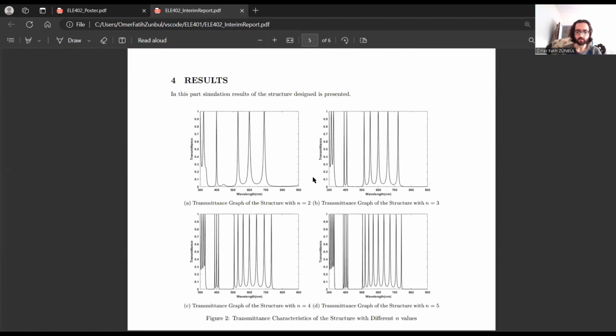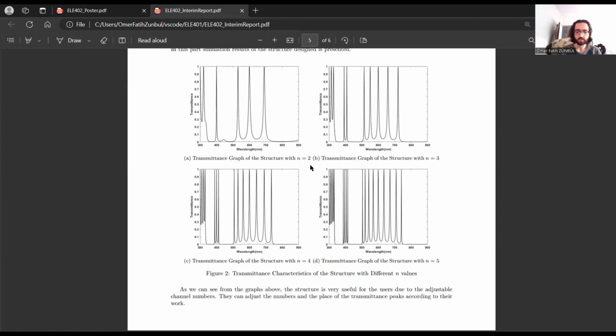These characteristics are very useful. This controllable transmittance peak characteristic is very useful because the user can adjust the number of transmittance peaks according to their studies, and they can be used as channel multiplexers, optical communication components, optical communication channels, fiber optical communication channels, and so on. This was all I wanted to say.